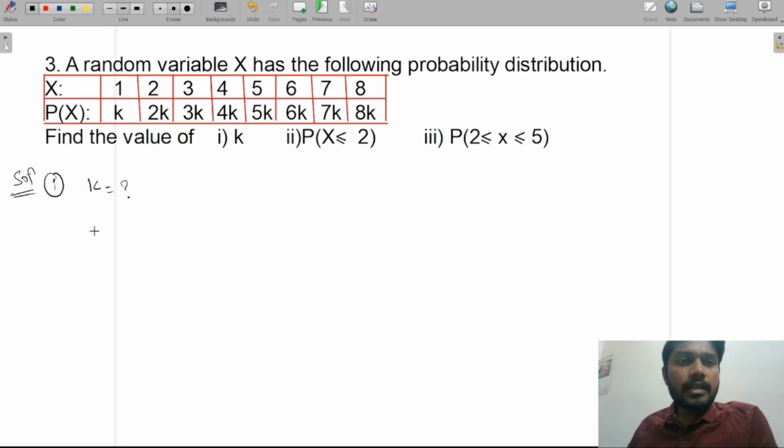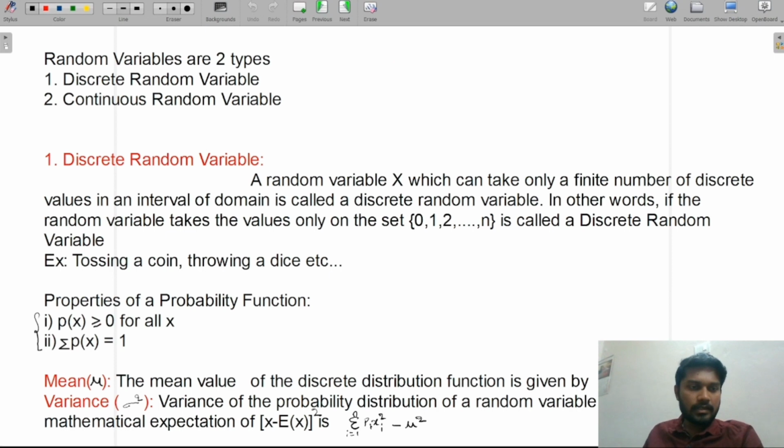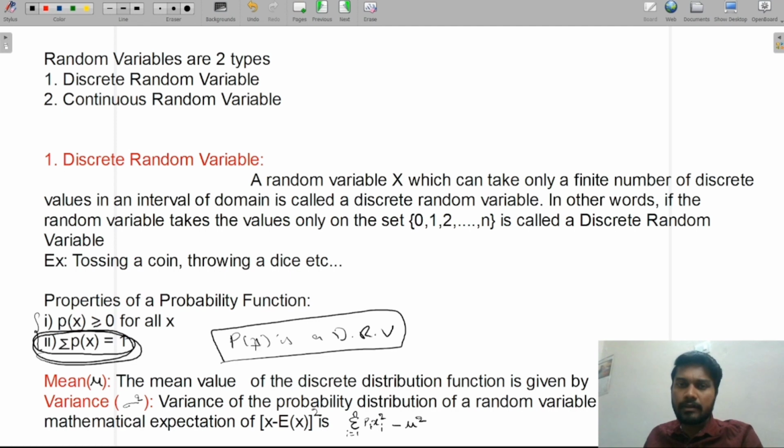See, whenever he is asking to find the value of k, we have to take the help of the second property of a discrete random variable. What is the second property? Do you remember? See, this is the second property of a discrete random variable. I told you when I explained this definition, when do you say p of x is a discrete random variable? If it satisfies these two properties.